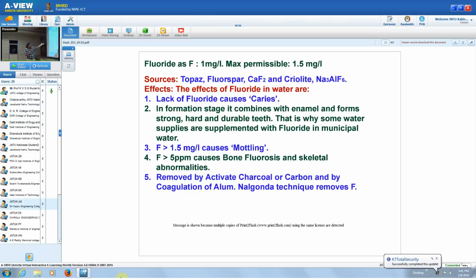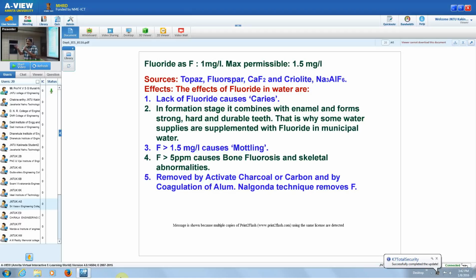So 4th point, F more than 5 ppm causes bone fluorosis. The bones they bend. Person cannot stand straight. The feet, the legs will become like this. They will bend. Even this bone will not be strained. Bone loses its strength. If he jumps like this, it will be broken. Not an exaggeration. They should walk very slowly. They should sit very slowly.